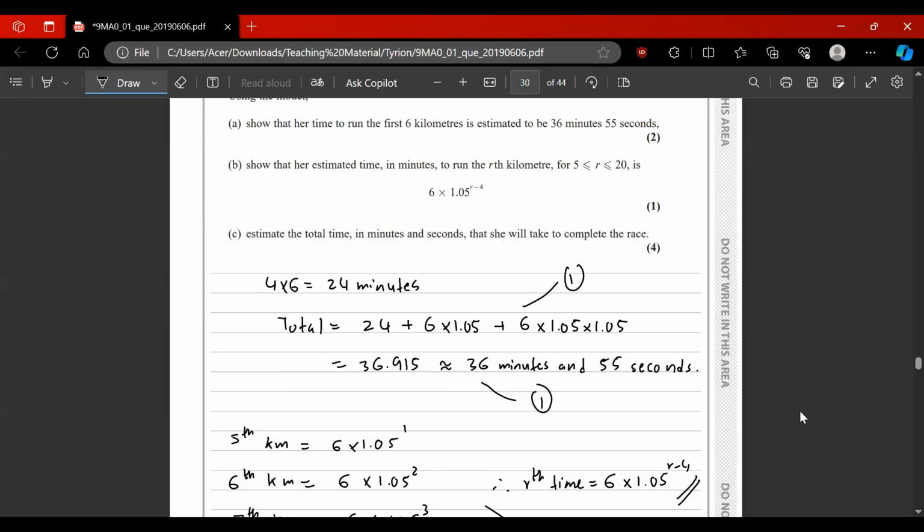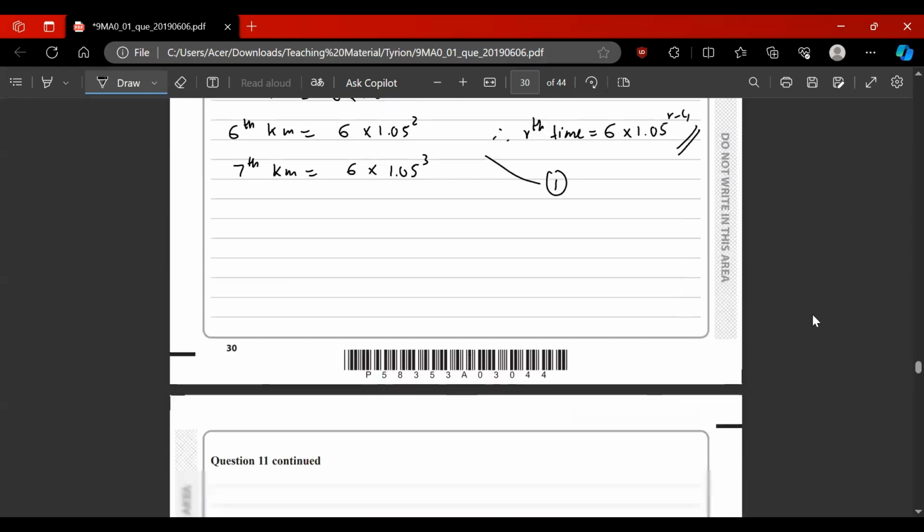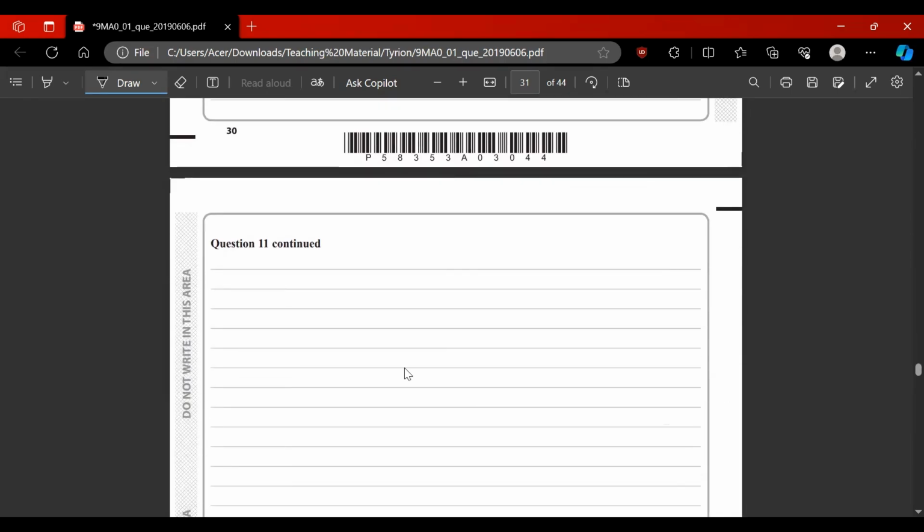Next, estimate the total time in minutes and seconds she will take to complete the race. So now we need to do it for the entirety of the race. So for this, we obviously need to take the total time, which would be equal to the first one, 24 minutes for the first 4 kilometers. We know that already. And to that, we need to now sum all the subsequent runs. The sum of the runs from r equal 5, the 5th lap, to the 20th one, right? And remember, it is given in the formula 6 times 1.05 to the power r minus 4. So this is the formula we need.